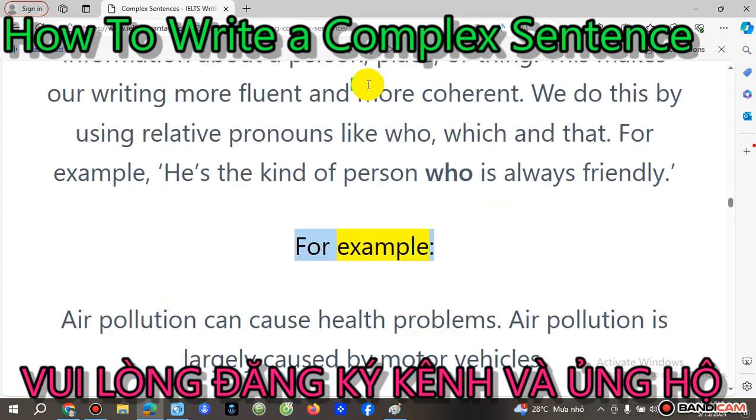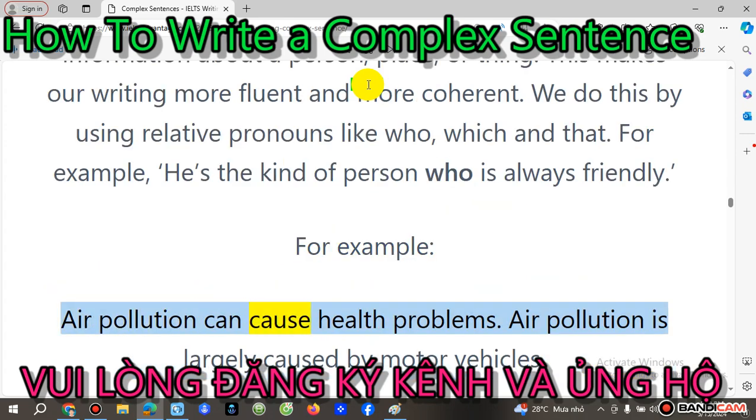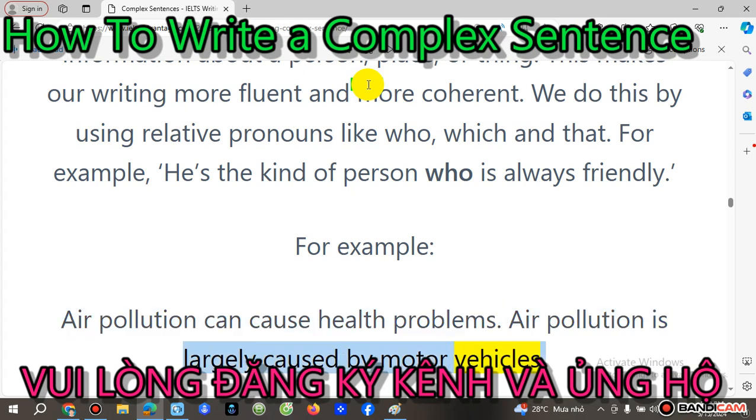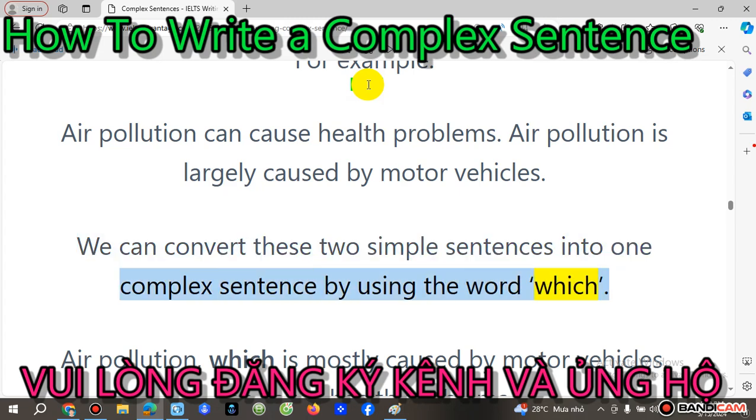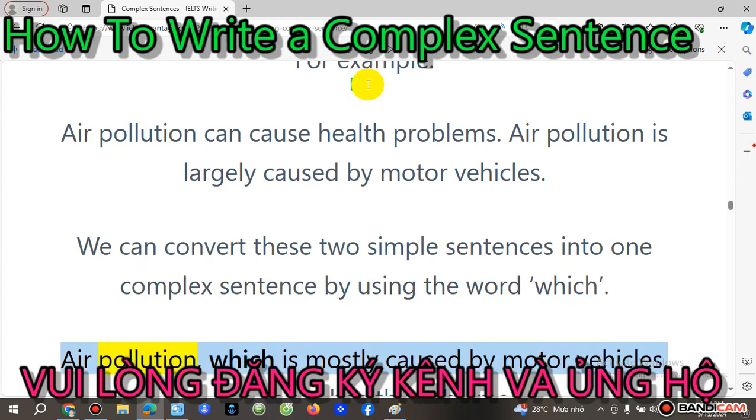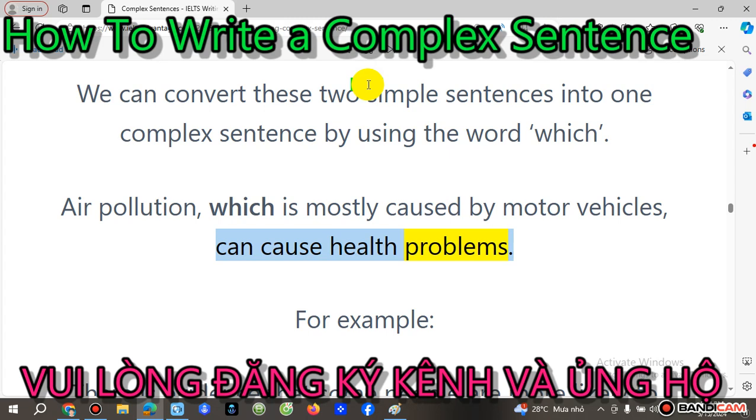For example, air pollution can cause health problems. Air pollution is largely caused by motor vehicles. We can convert these two simple sentences into one complex sentence by using the word which. Air pollution, which is mostly caused by motor vehicles, can cause health problems.